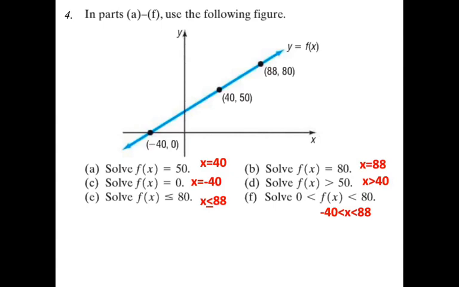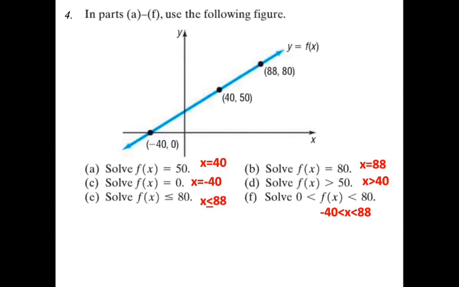Part C, where's our function equal to 0? At negative 40. Part D, where's our function greater than 50? So our function is greater than 50 everywhere to the right of x is equal to 40. So for x greater than 40, our function is greater than 50. And then part E, for where is f of x less than or equal to 80? Well, when x is 88, our function is equal to 80. So for all the values of x that are less than or equal to 88, our function is less than or equal to 80.